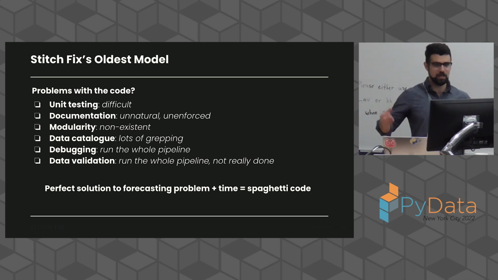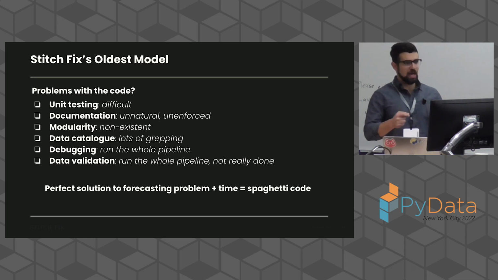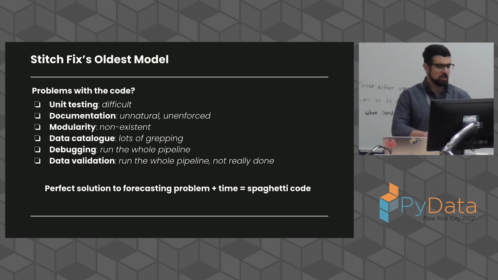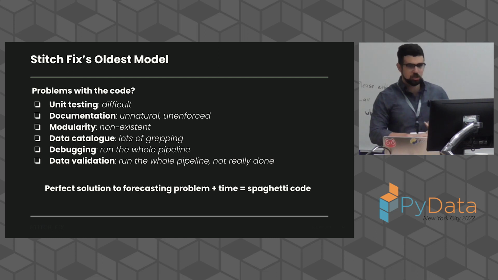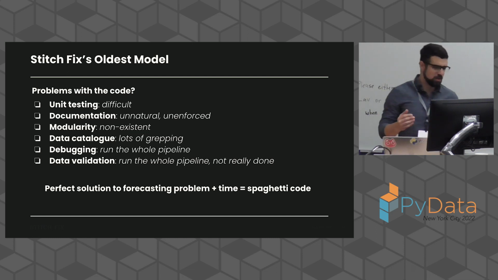that I'm not ragging on the data scientists who built this. They were brilliant and built just the right solution at the time. But as things grow organically, there's a decay, right? So unit testing in this big monolithic script they had ended up becoming difficult. Documentation was unnatural, unenforced.